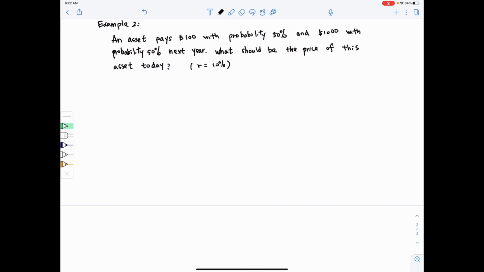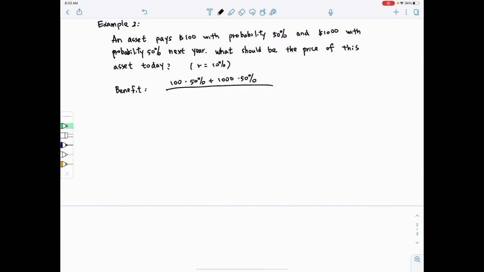The second example incorporates probability in it. It says that an asset pays $100 with probability 50% and $1,000 with probability 50%, and the payment is made next year. So then what should be the price of this asset today? Again, we need to look at the benefit we are expecting to get when holding this asset. In here, given that it will pay $100 with probability 50% or $1,000 with probability 50%, we come up with the expected value of this asset next period, which is 100 multiplied by 50% plus 1000 multiplied by 50%. And that's the value that you are expected to get next year.